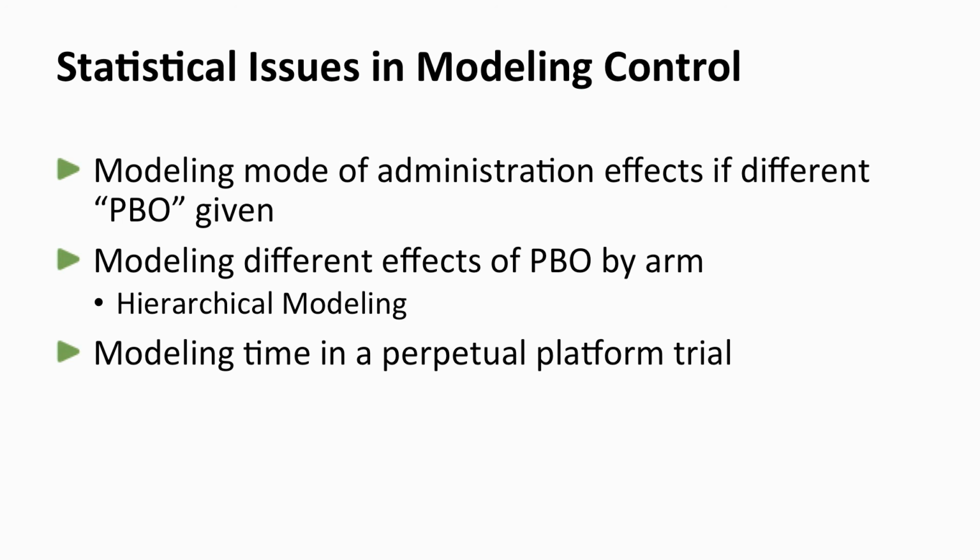Now, a number of statistical issues come about when you're modeling control and you have these controls in these platform trials. One of them is, I showed you an example with red, yellow, and green arms, and they each had their own placebo. So you're randomizing to different potentially modes of administration of a placebo. So you might be worried about the differential effect of a placebo by its mode of administration. So within the trial, you might have a model that recognizes the potential heterogeneity of the placebo effect. So that can be an added feature to these trials.